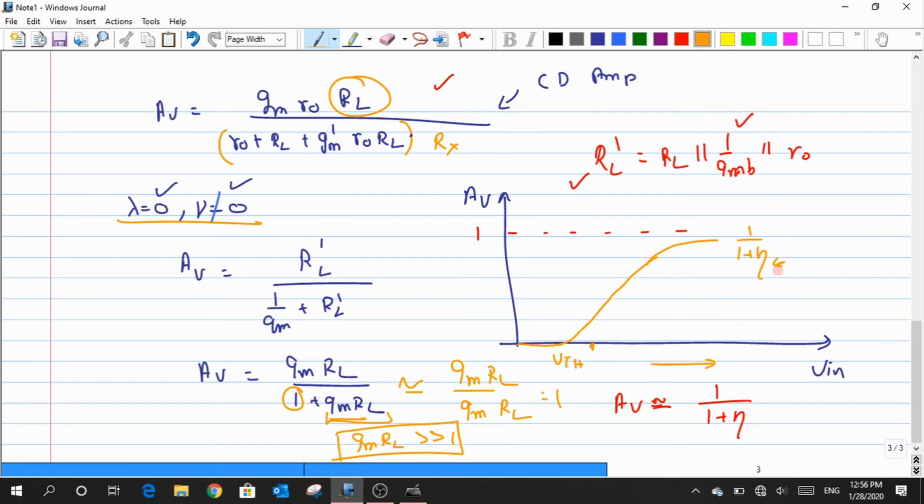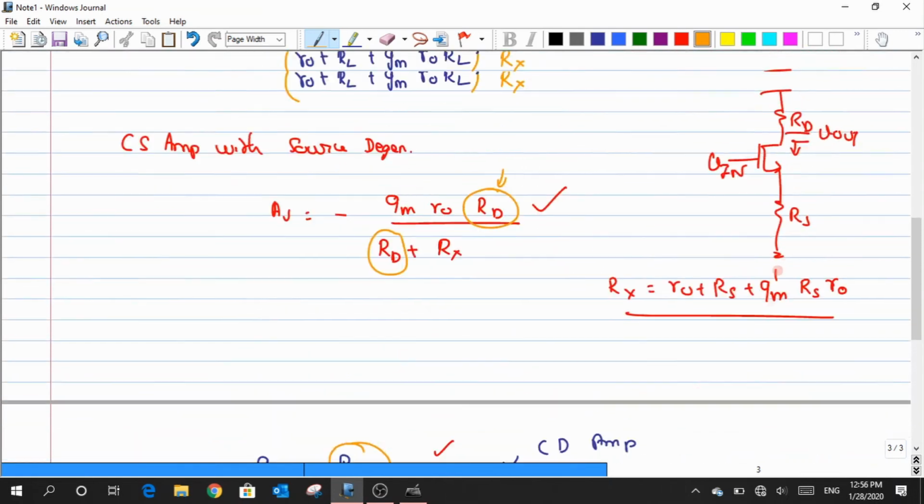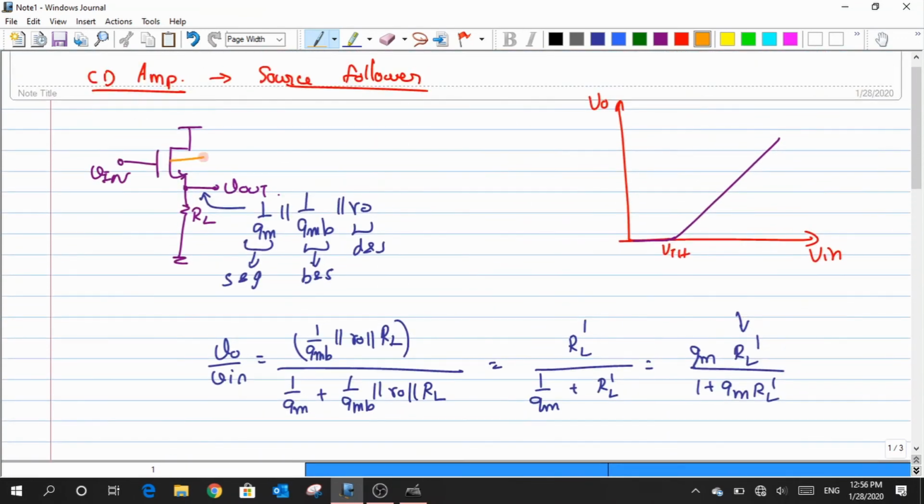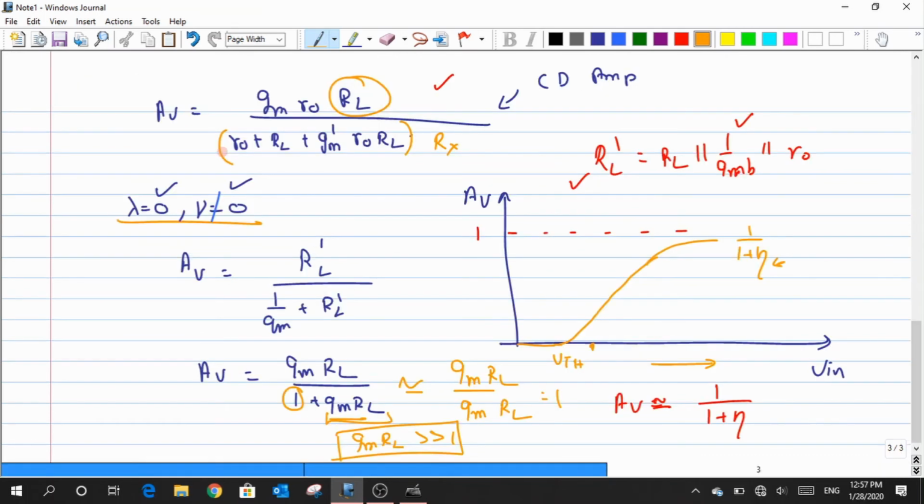The only way I can avoid this gamma effect is by introducing some sort of short between the body and the source terminal, but for which you have to spend a lot of money to fabricate such a well. So if you don't have money, then you have to work with this nonlinear effect. Now the whole point is, why do I need this circuit?